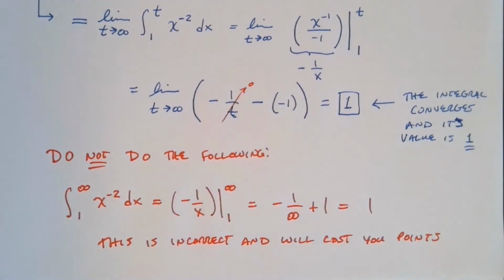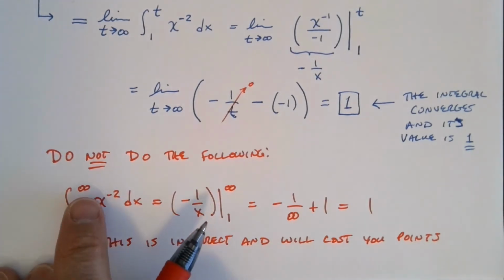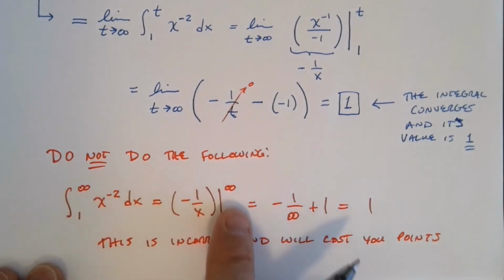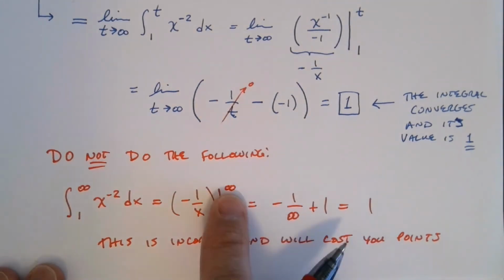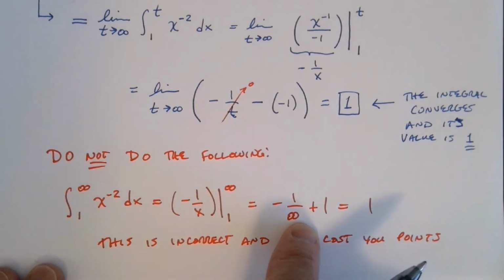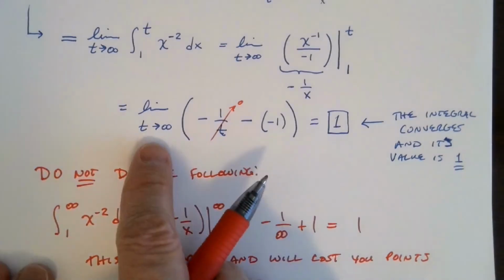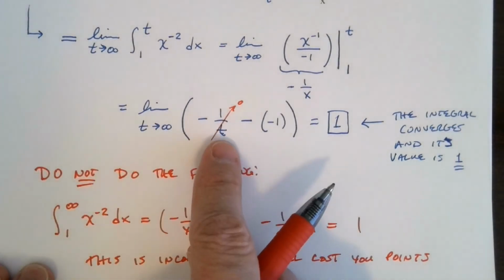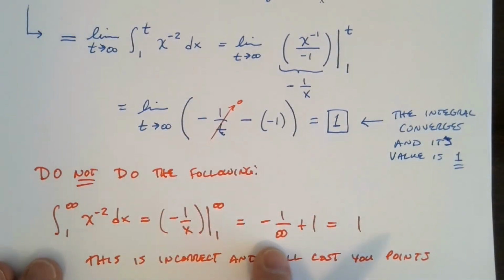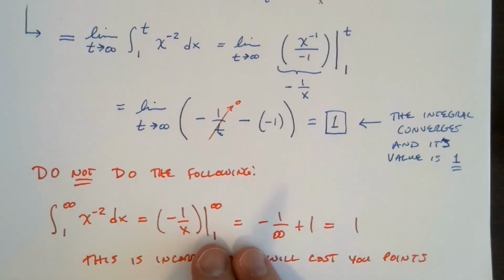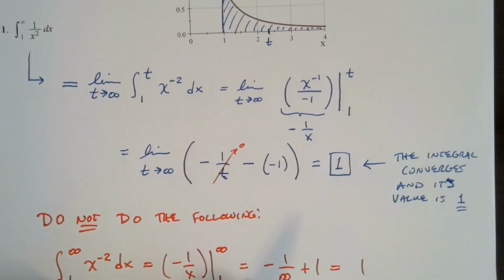So don't do that. Right? You cannot use the fundamental theorem of calculus if there's an infinite limit of integration. And what's going on here? Infinity is not a number. You can't plug in infinity. You can take the limit as t goes to infinity of 1 over t, and that expression is going to 0. Okay. So I do want you to do the correct notation here.